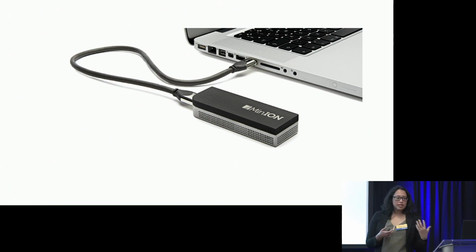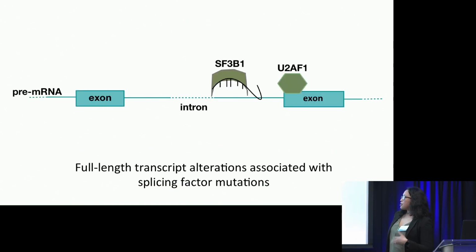This type of technology allows us to sequence the full transcripts that are present. So in some initial projects in our lab, we wanted to understand the effects of the mutations of these two splicing factors, one called SF3B1 and another called U2AF1, using this long-read technology so that we could see what the actual full-length transcripts are that are being altered as a consequence of these mutations.